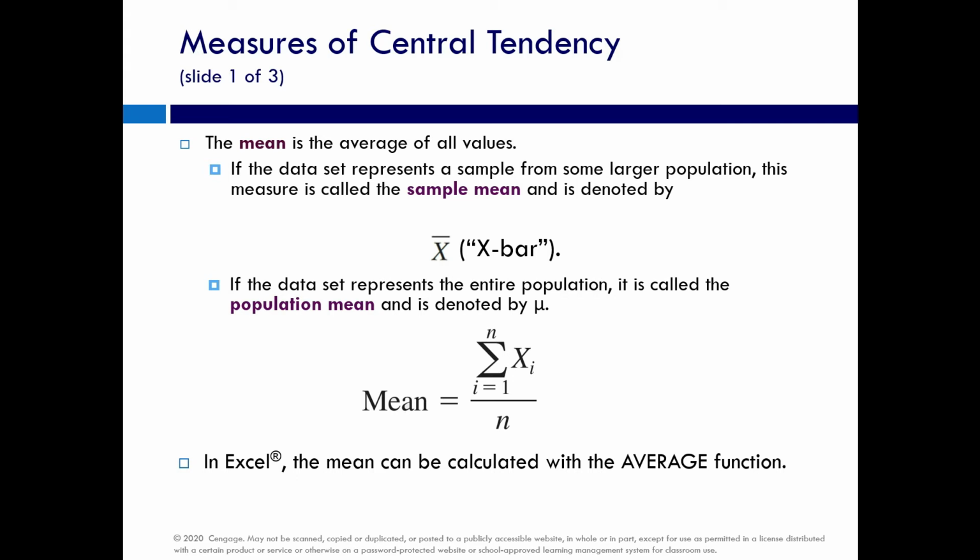Measure of central tendency. The mean is the average of the values. If the data set represents a sample from some larger population, this measure is called a sample mean and denoted by x̄. If the data set represents the entire population, it is the population mean and represented by the formula. In Excel, the mean can be calculated with the AVERAGE function.